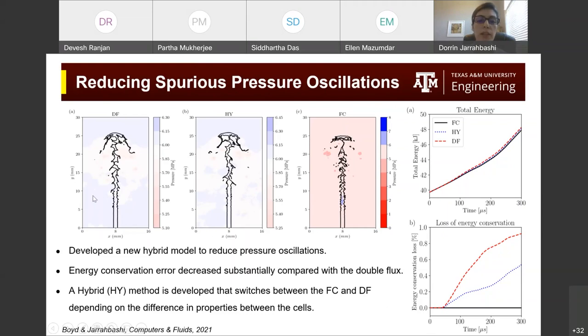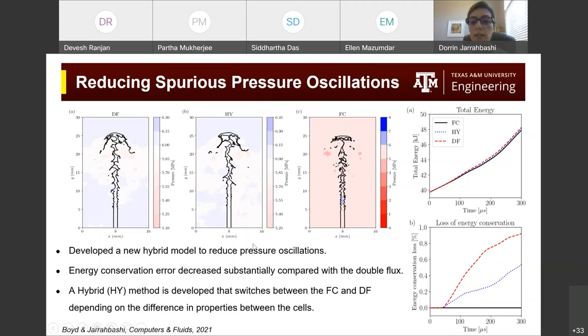So to go around that and at the same time reduce the spurious pressure oscillation of a fully compressible method, we developed a new solver, which appeared in our new paper. By making a hybrid and switching between the fully compressible and the double flux method, we were able to not only control the spurious pressure oscillation, especially at high pressure near the critical point, but also reduce the energy conservation loss compared to the classical double flux method.